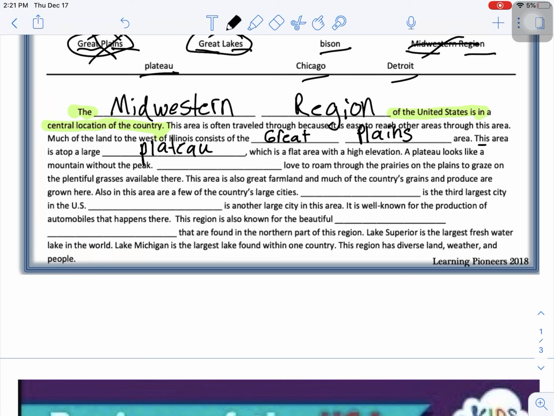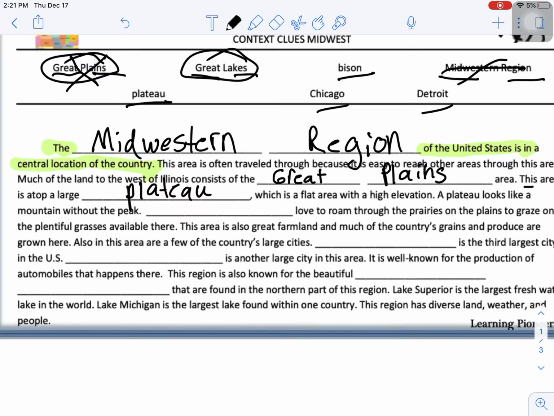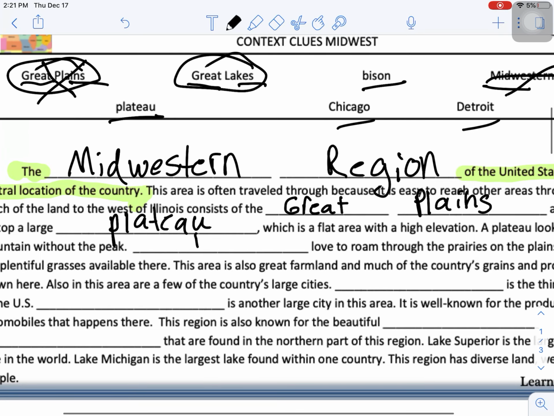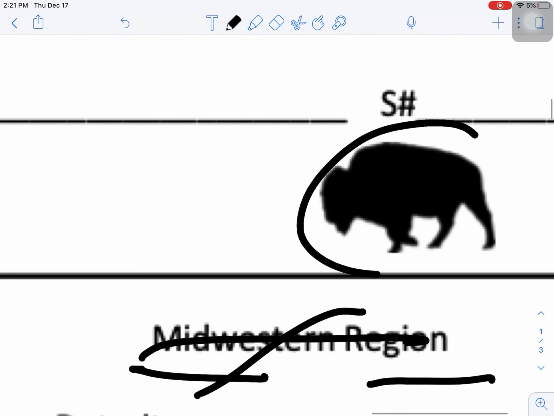Blank love to roam through the prairies on the plain to graze on the beautiful grass available there. What is our only option for an animal in our list above? Bison. Another name for bison is buffalo. We have a picture of a bison or a buffalo right up here.